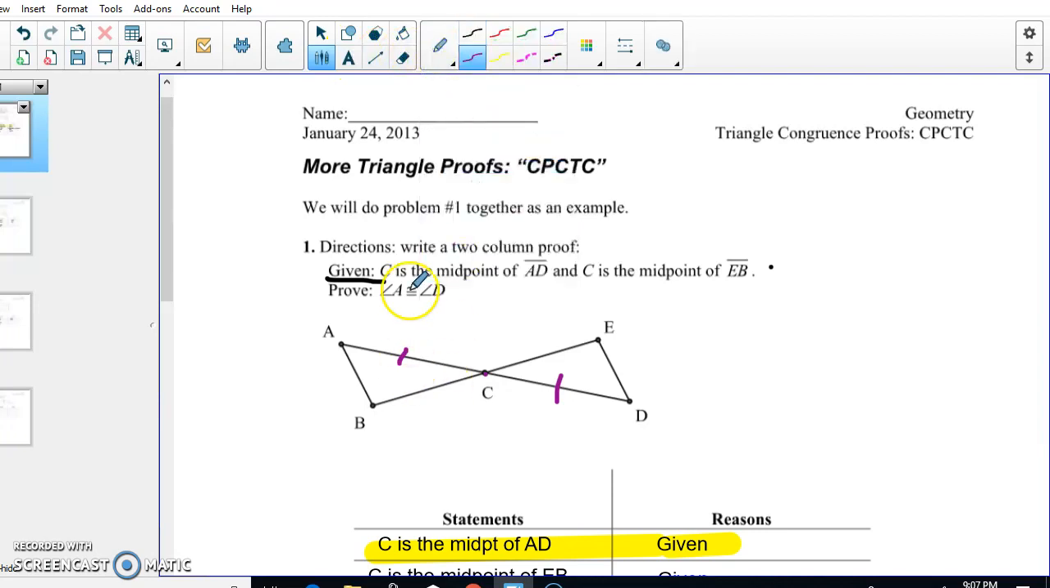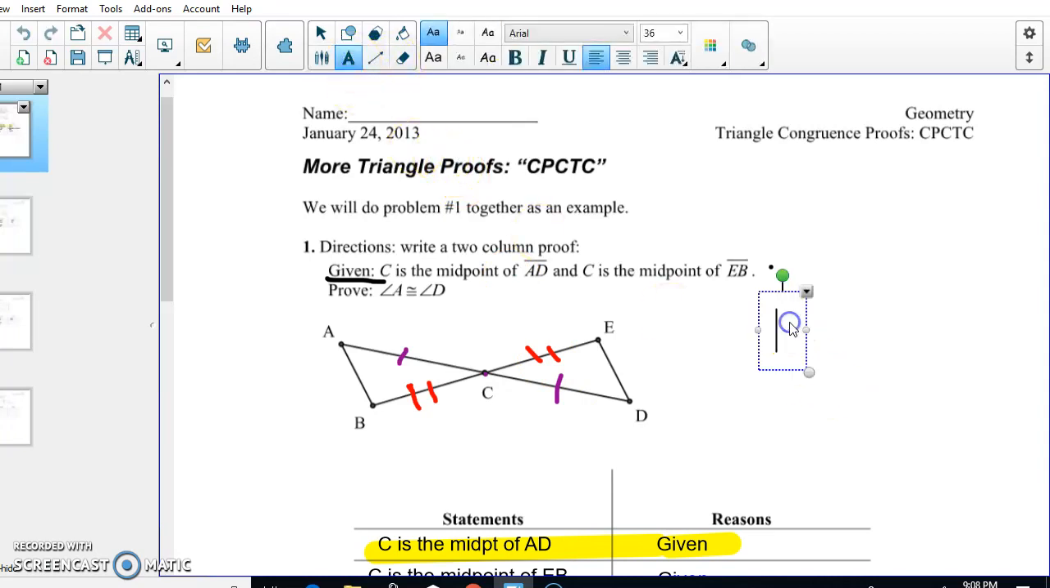Okay? Now I'm going to go to my next given information here. They tell me that C is also the midpoint of EB. So I'm going to come over here and I'm going to make sure to label that EB. Okay, I'm going to give it double lines because if I give it single lines, then it will say it's congruent to AC and DC, and that's just not true. All right, so now I have two sides listed.